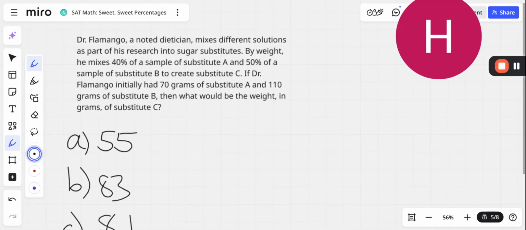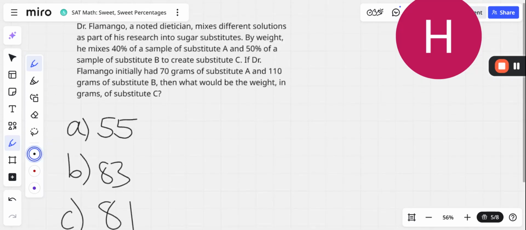So Dr. Flamingo, a noted dietitian, mixes different solutions as part of his research into sugar substitutes. By weight, he mixes 40% of a sample of substitute A and 50% of a sample of substitute B in order to create substitute C. So we can represent that by saying 0.4, let's call it A, plus 0.5, let's call it B, equals C.